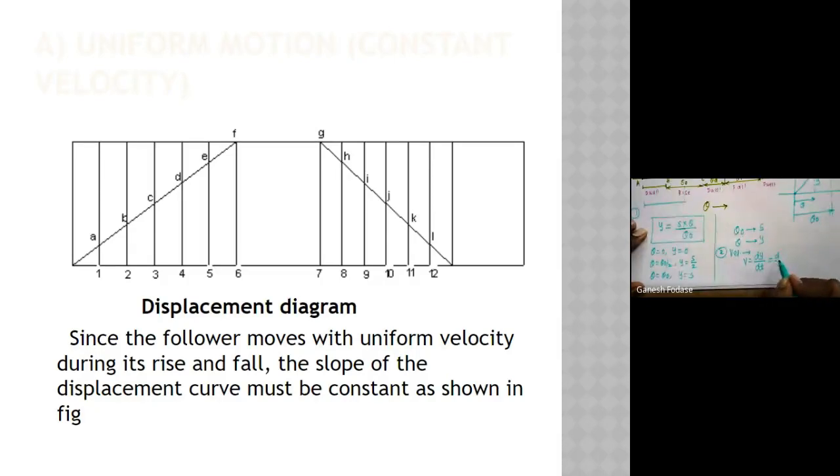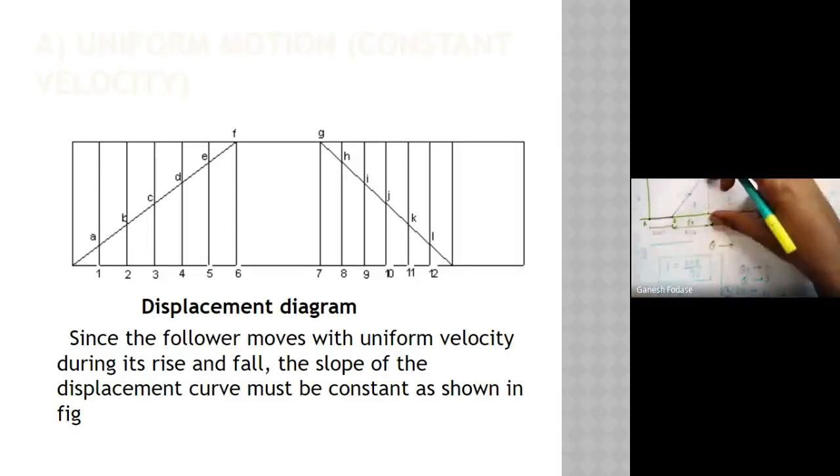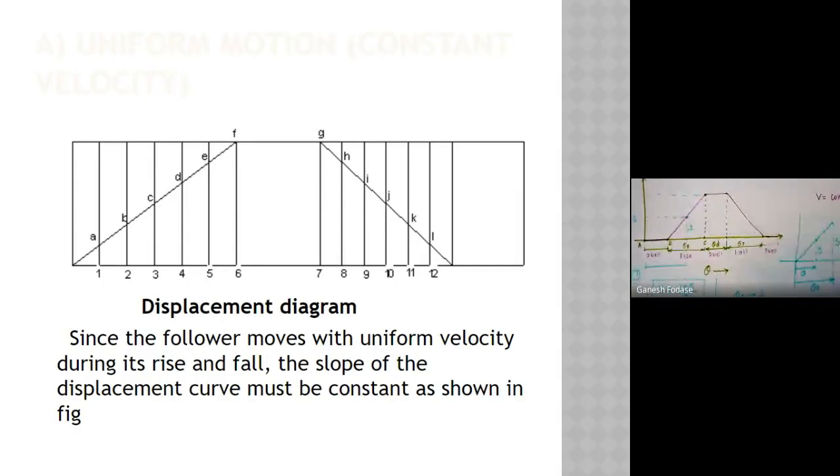So d by dt of y, how much is y? We know the equation for y. It is S into theta upon theta O. Now you can take the derivative of this. S upon theta O is constant. What is S? S is the follower displacement during outstroke. You can see here.